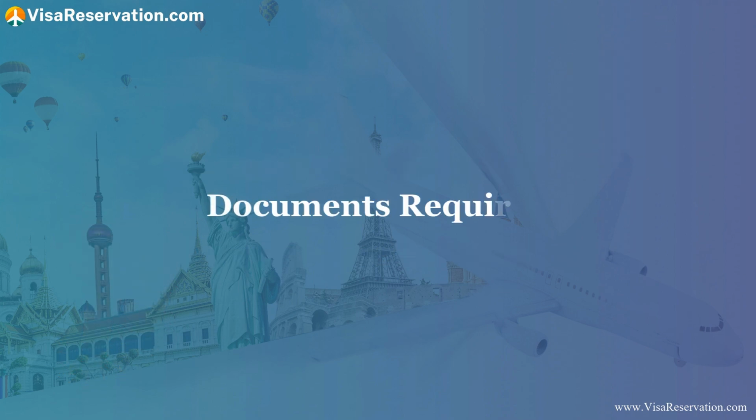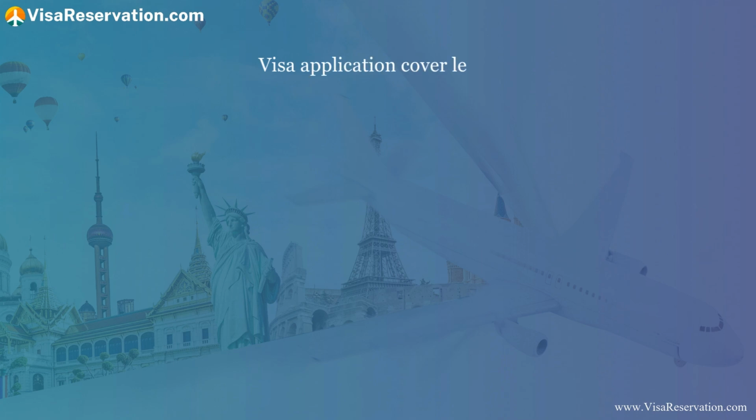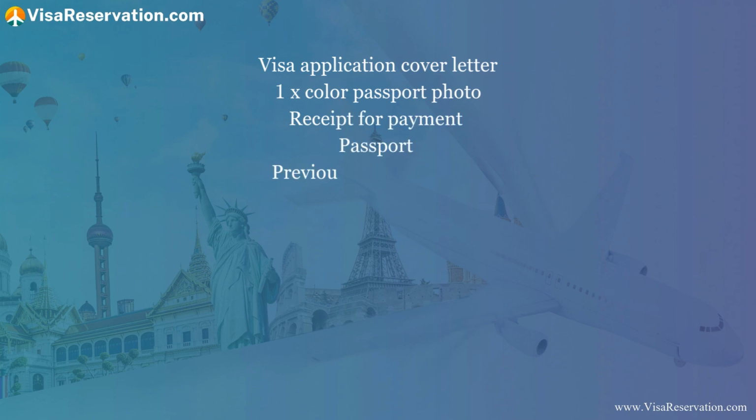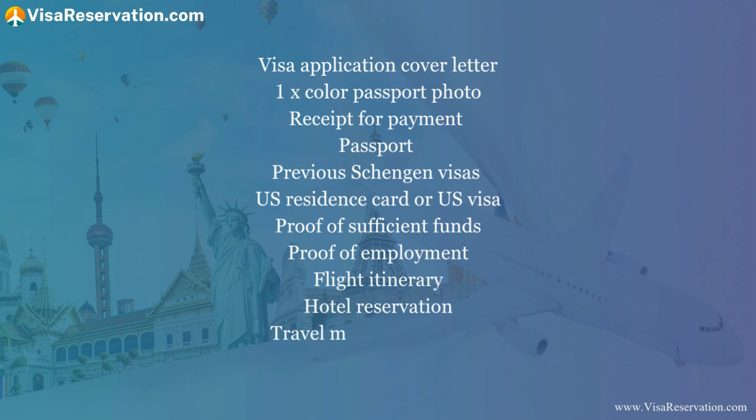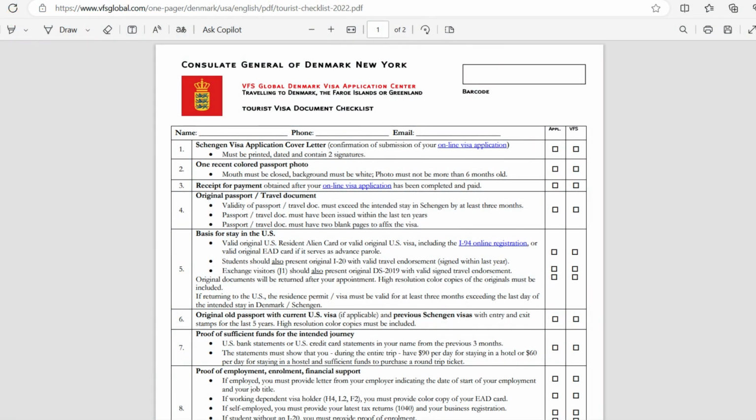So now we've looked at how to apply for a visa, but what about supporting documents that are required as part of your application? Documents include visa application cover letter, a colour photo, receipt for the payment, passport and any previous Schengen visas, US residence card or US visa, proof of sufficient funds and proof of employment, flight itinerary, hotel reservation and travel medical insurance. There could be other documents that are required depending on your reason for visiting Denmark, so it's best to check the full list of documents before you submit your application. VFS Global has a document checklist which you can refer to.